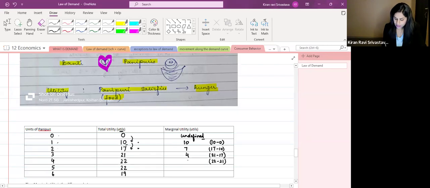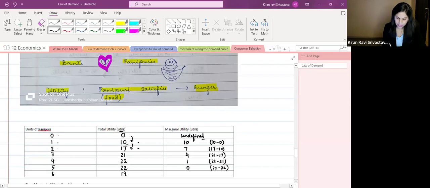And this is 1. Then the fifth consumption, the fifth Pani Puri he is consuming. Again, it is just 22. So 22 minus 22, he is not getting any extra satisfaction. It remains the same. So it becomes 0 here.